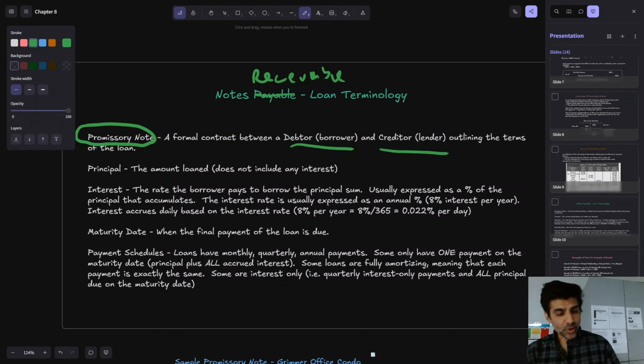Okay, so some terminology, principal. This is the amount that is loaned. If you provided services, it's the value of the services that you've fronted. But it's going to be the amount that you've lent to the borrower. There's going to be interest.